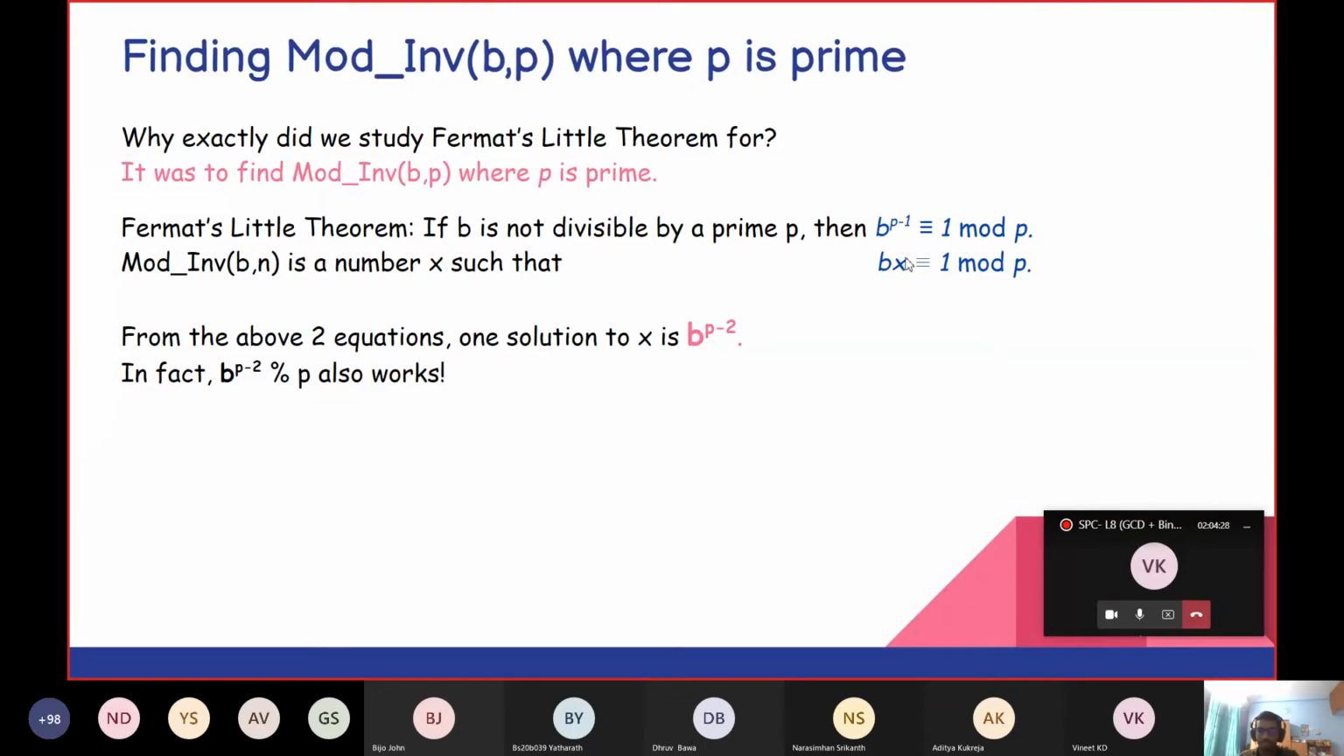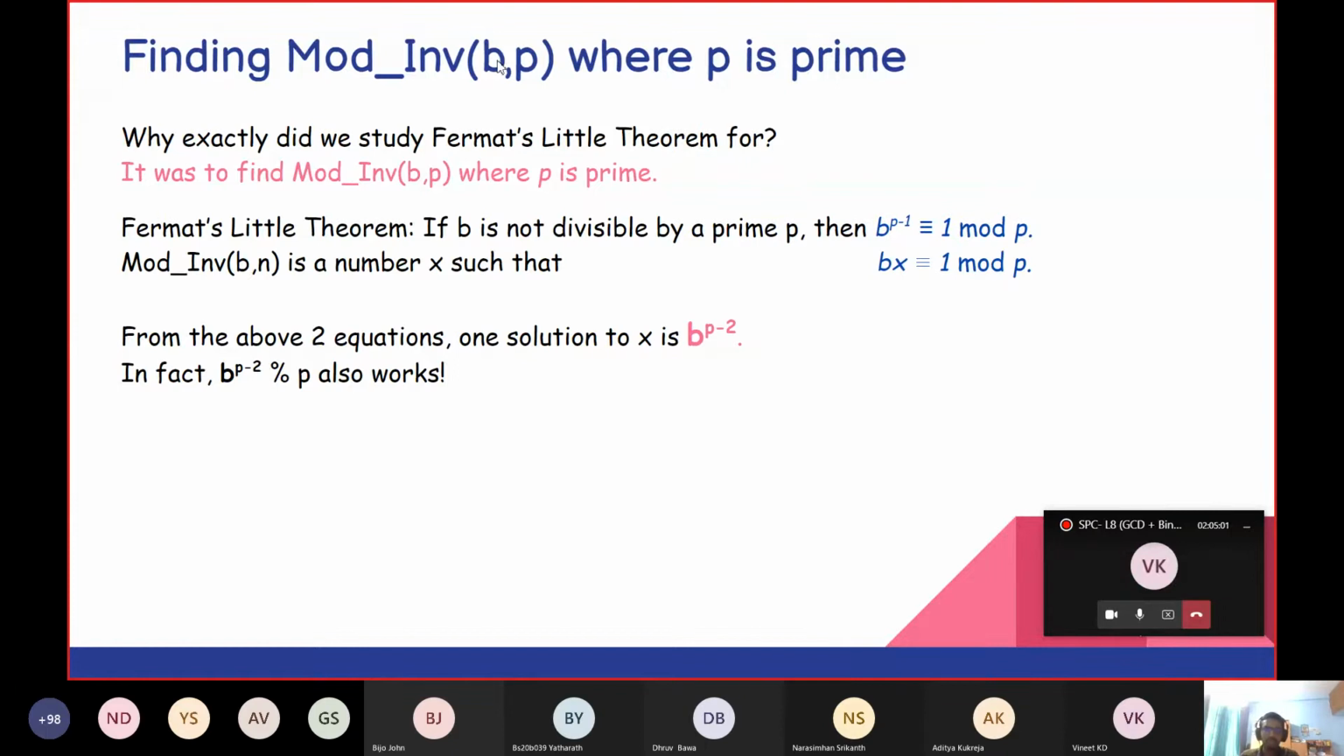Because I'm just equating these two numbers. So one solution to x is B power P minus 2, because this works and this works, I'll just equate both, that's all. Now that I've equated both, we said if x works as a mod inverse, x plus n will also work as a mod inverse. Similarly, if x plus n works as mod inverse, then x will also work. So from that we can say B power P minus 2 percentage P also works. Any doubt from this to this?